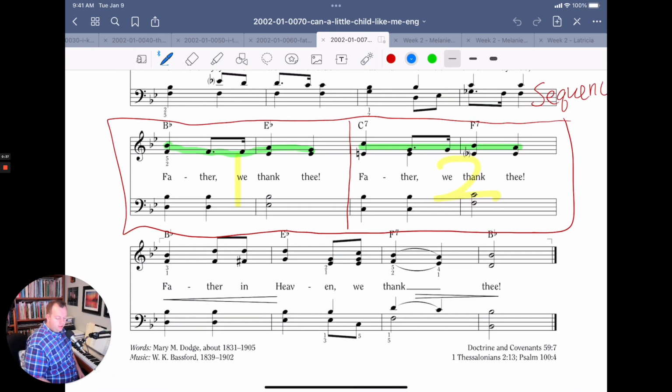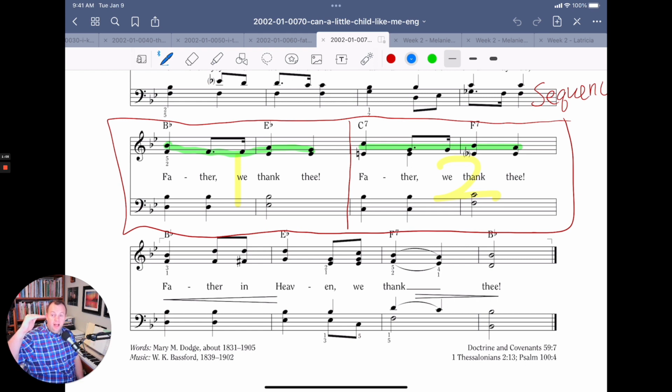So take a look at the tune. I'll play these four measures for you. Try to compare, see the things in green there? Compare the melody from these first two measures to the melody in the second two measures and see what you notice. Did you see it? The second two bars are the same as the first two bars except for one thing.